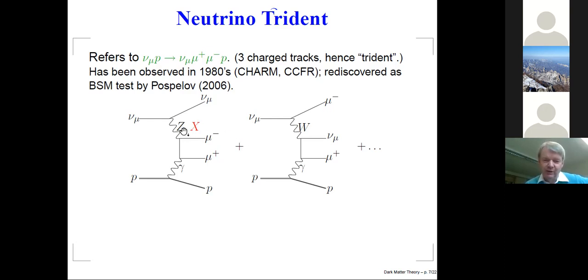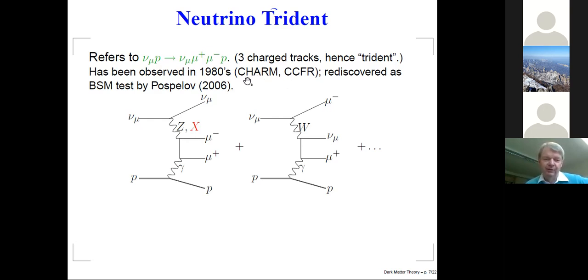And in the standard model, you have both neutral current and charged current contributions, which is why they were of interest back then as an early way to measure interference between these 2 kinds of contributions. They were measured in the 1980s by the CHARM and CCFR experiments, and they agree with the standard model within sizable uncertainties.